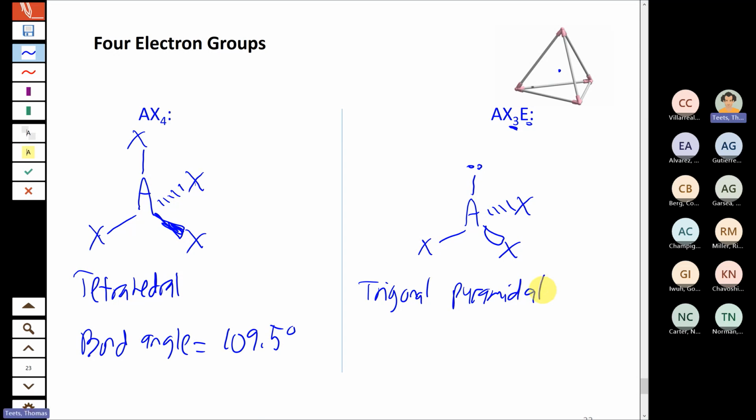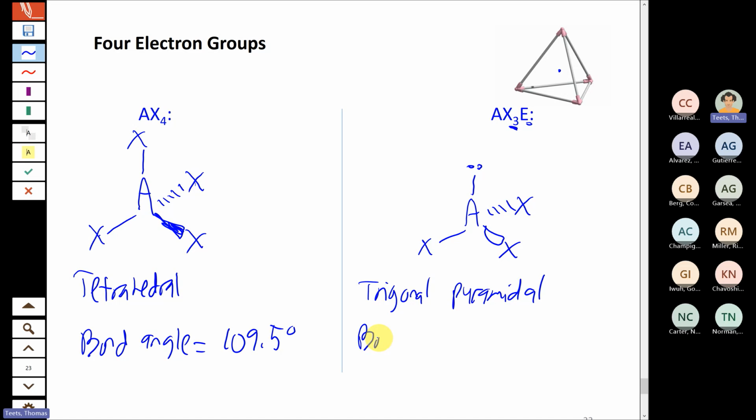In trigonal planar, the 3 X atoms are in the same plane. They make a triangle. And in trigonal pyramidal, again, they kind of make a 3-legged stool. This time there's nothing above the stool. It's just the central atom at the top. So it's kind of like a pyramid shape, and that's what we call it, trigonal pyramidal.